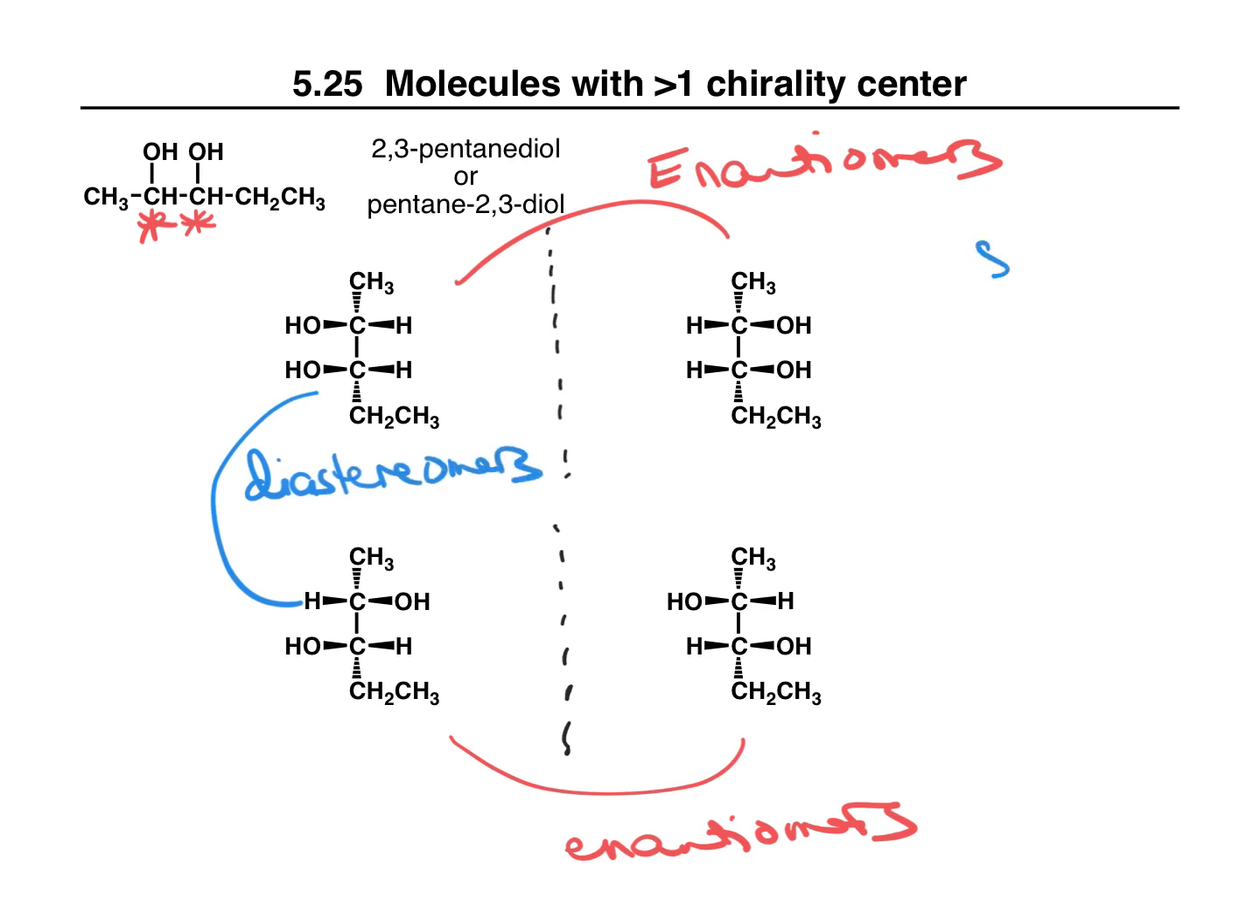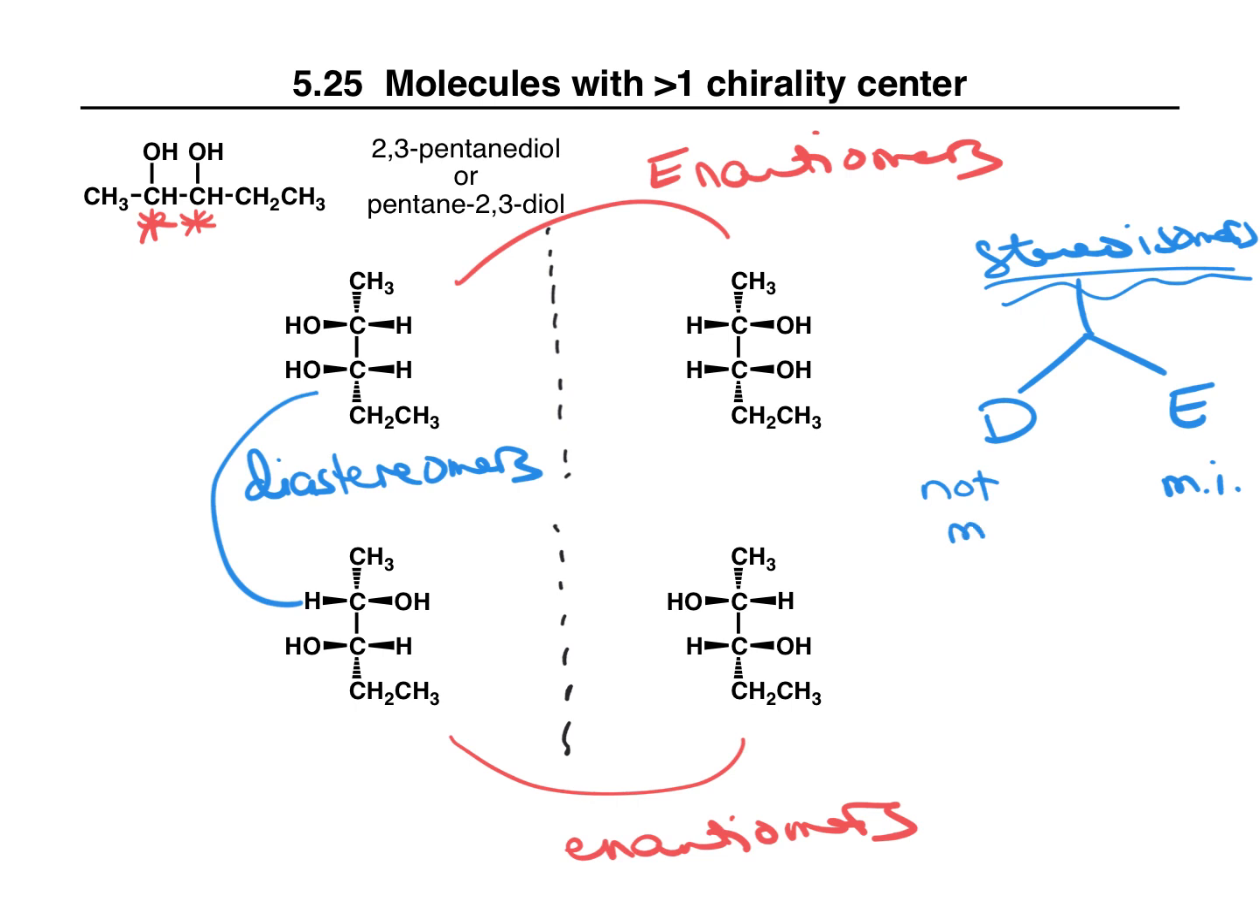So remember, we have stereoisomers. This is kind of the umbrella. And then under stereoisomers, we can have enantiomers or diastereomers. Enantiomers are non-superimposable mirror image isomers, or they are stereoisomers that are mirror images of each other. A pair of diastereomers would be stereoisomers that are not mirror images. So this compound compared to this one, and this one compared to this one, they are all diastereomers.